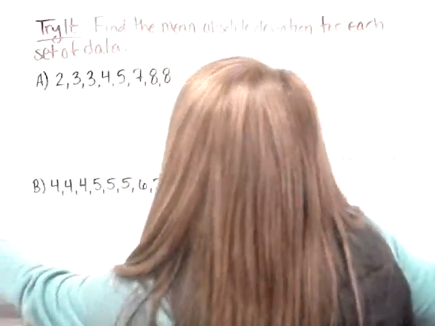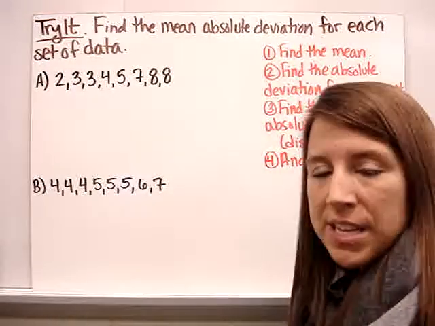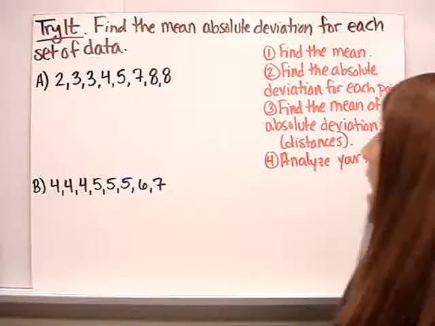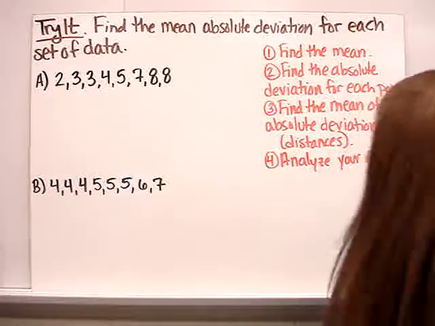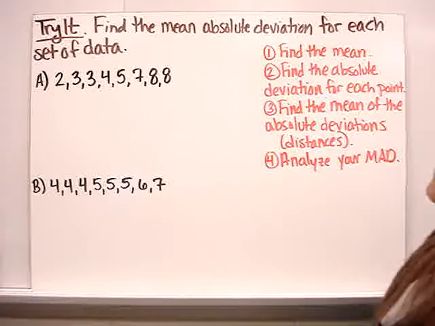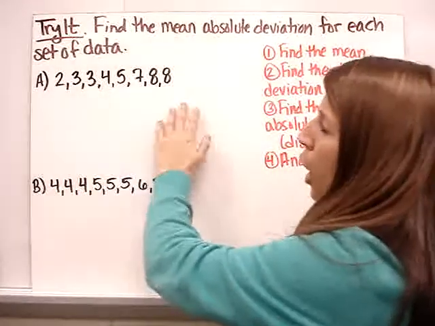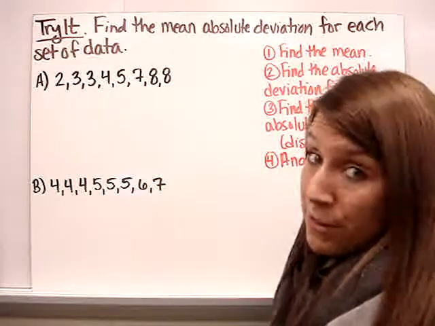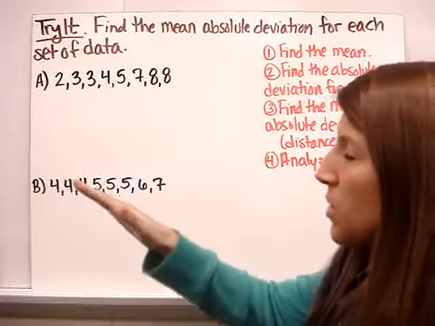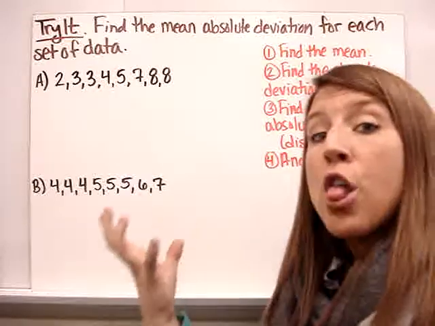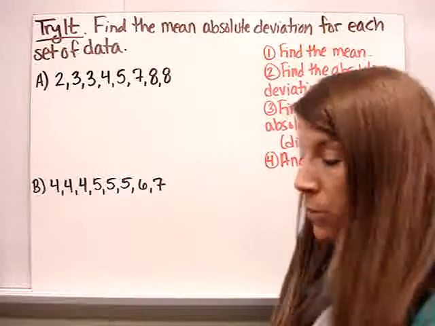So, let's try it on our own. Let's try to find the mean absolute deviation of a couple of data sets. I've written the steps here for you. The first thing you need to do is find the mean. Then you need to find the absolute deviation for each point, meaning the distance that each of these are from the mean that we haven't found yet. Then you find the mean of the absolute deviations. So once we have all of those differences, we find the mean of those. And then that's our mean absolute deviation. Okay? Well, let's try it.